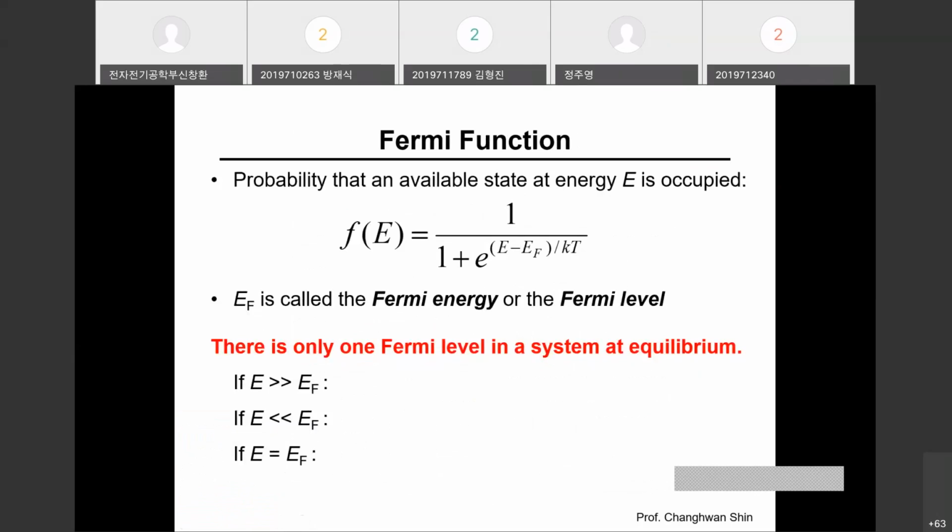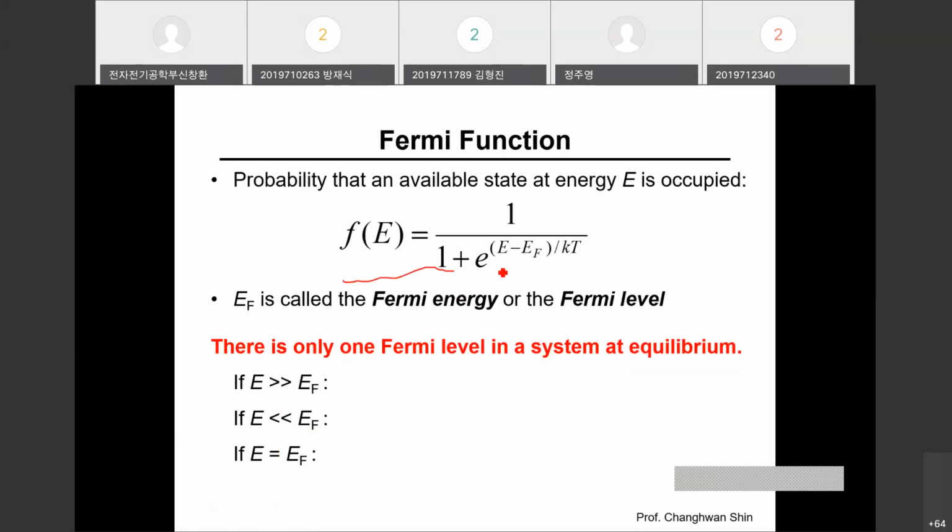Okay, so the very last 15 minutes I'm going to spend explaining the Fermi function as a function of temperature. So, let's switch to the pen.